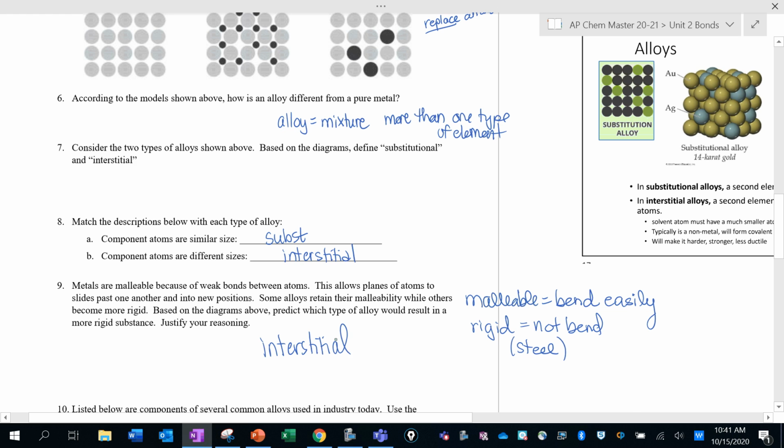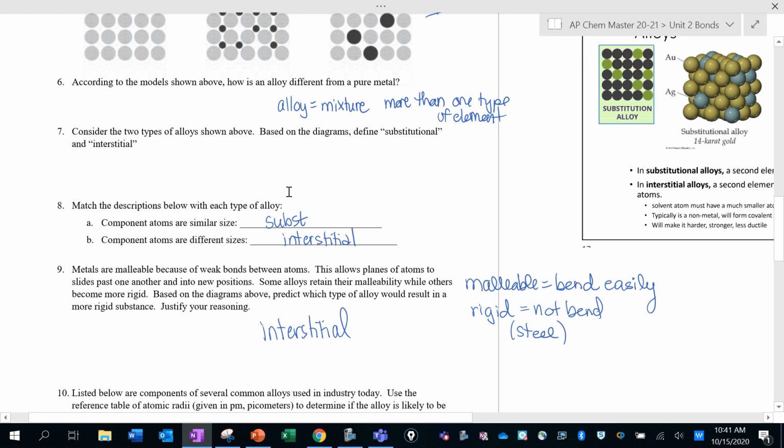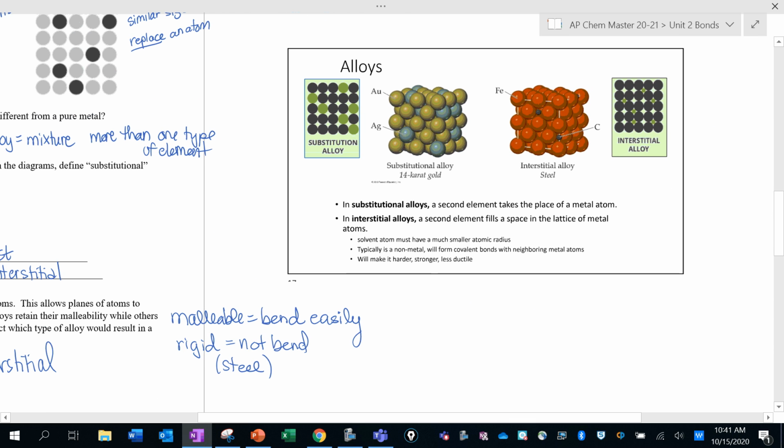And if you think about what we said, how metals typically can easily slide past each other and make a new formation, and that's why they're malleable. You could see that could still happen in the substitutional example, but in the interstitial example, you've got these little atoms in between that lock that lattice into a rigid structure and doesn't allow it to bend as well. So interstitial alloys tend to be more rigid or hard. And here's another visual from our bonding notes on the alloys there.